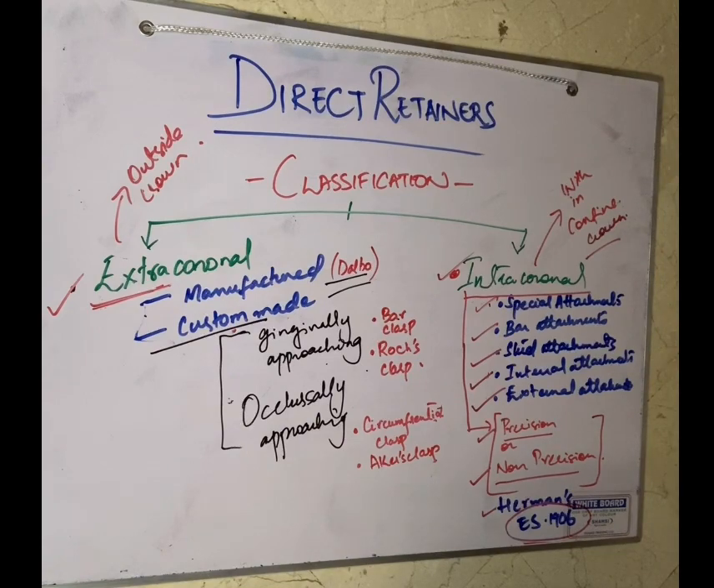So what are the precision and non-precision attachments? The precision attachments are manufactured in a highly precise form, and they have parallel walls, whereas the non-precision attachments are first made out of wax, then a plastic pattern is made usually, followed by the metal cast. It is less precise obviously, and it has slightly tapering walls.